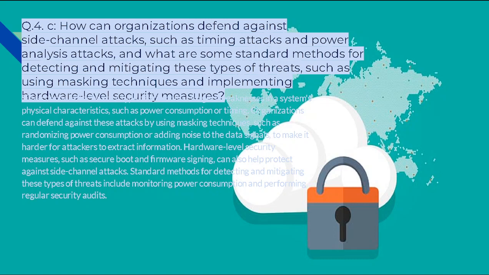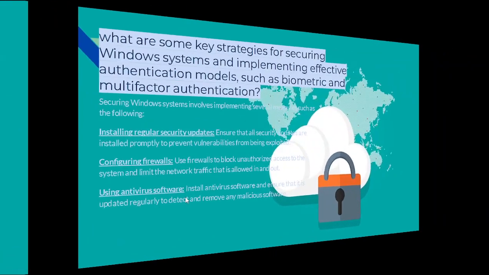Organizations can defend against these attacks by using masking techniques such as randomizing power consumption or adding noise to the data signal, which makes it harder for the attackers to extract information. Hardware level security measures such as secure boot and firmware signing can also help protect against side channel attacks. Standard methods for detecting and mitigating these types of threats include monitoring power consumption and performing regular security audits.